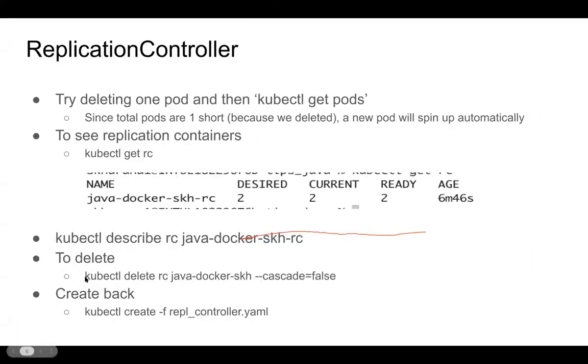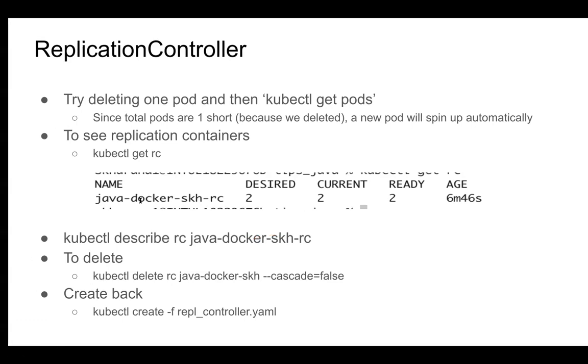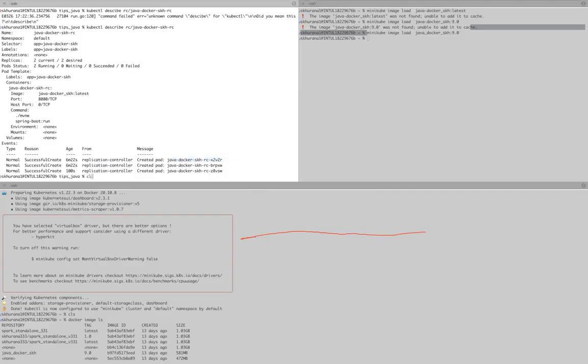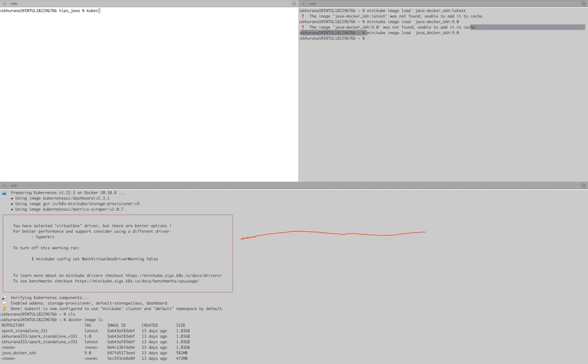Now what I'm going to do is run this command. kubectl get pod. You see 2 pods running. kubectl get rc. You see the replication controller running. Now you say kubectl delete.